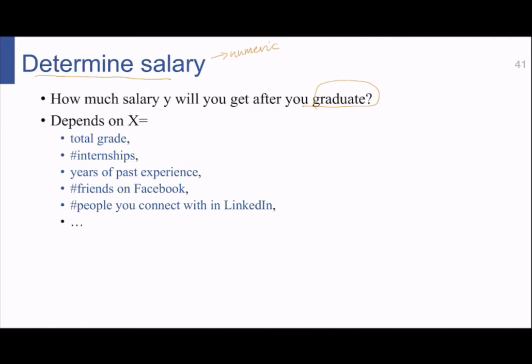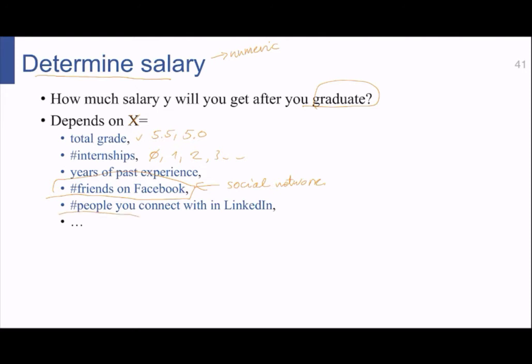So the features that you can add here, the columns, let's say, so the X would be your total grade. Would you get a grade of 5.5 or 5? This may affect your salary. Or how many internships you do. Did you do 0 internships? Did you do 1, 2, 3, etc.? The years of past experience that you have from previous jobs, the number of friends on Facebook. This is very important, as this represents your social network. If you are very sociable, you are more likely to find a job. This is the assumption. Or the number of people you connect with in LinkedIn, etc.